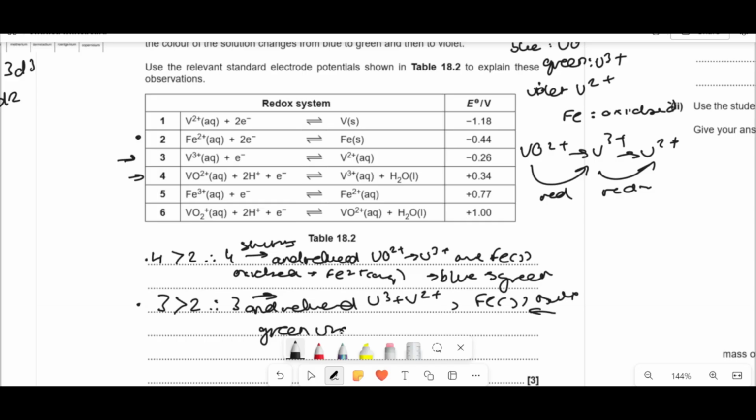So it's really important to be careful not to dive in and say this must be oxidized, this must be reduced. Look at the question and it might tell you what it is straight away.